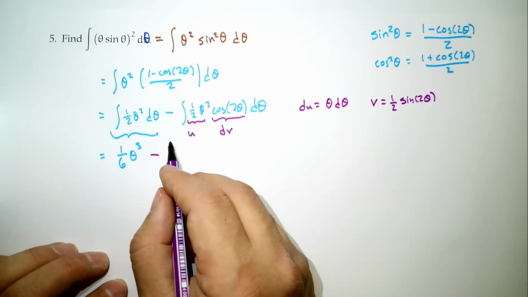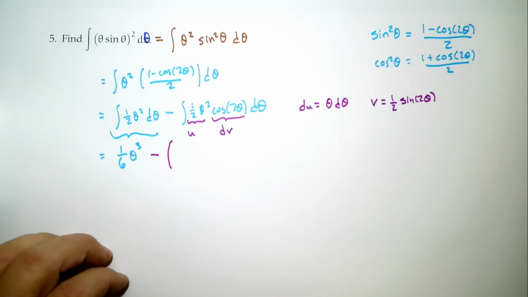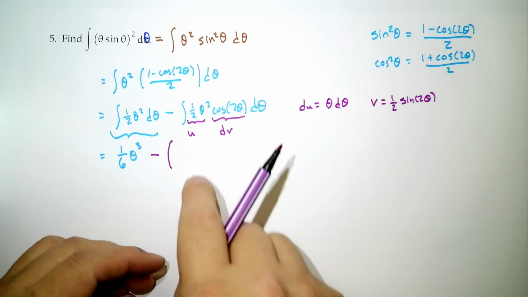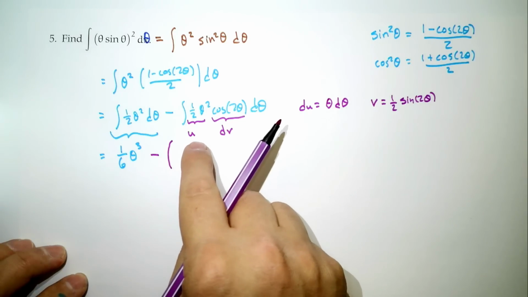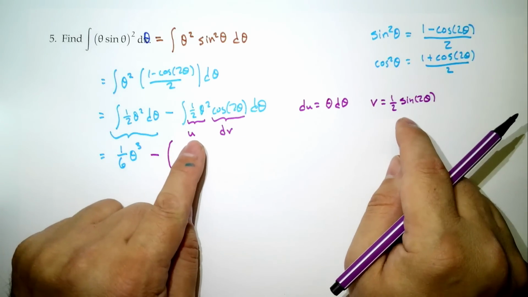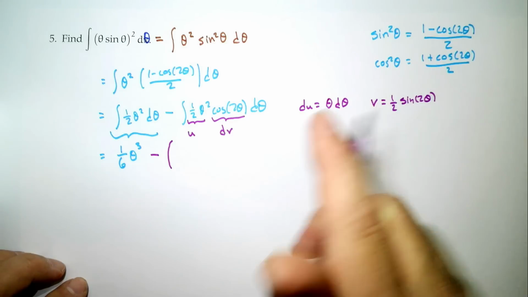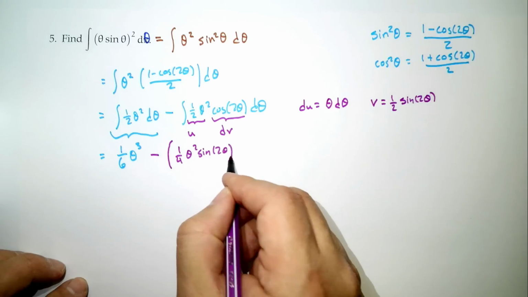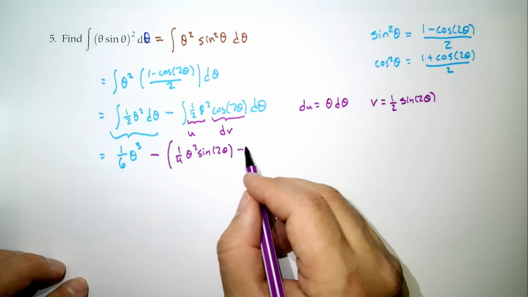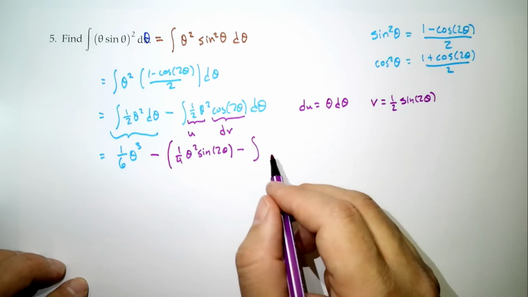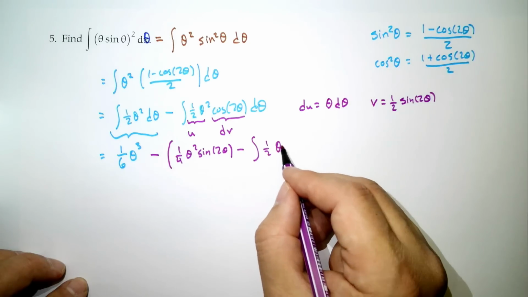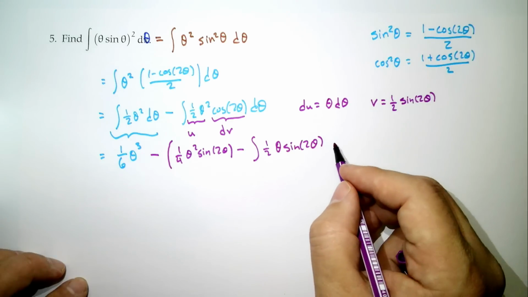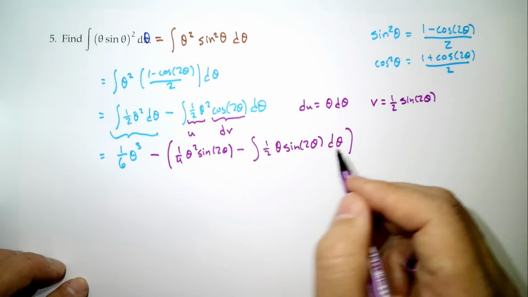Okay, so minus, and I'm always paranoid. So I like to make sure I put parentheses here, because whenever I see a minus sign, I have more than once forgotten to put subtraction. So I want to make sure I put a parenthesis there. uv, so 1/2 times 1/2, that's 1/4 theta squared sine of 2 theta. Then minus the integral v du. So that'll become 1/2, and I'm just going to move the terms around ever so slightly: 1/2 theta sine of 2 theta d theta.